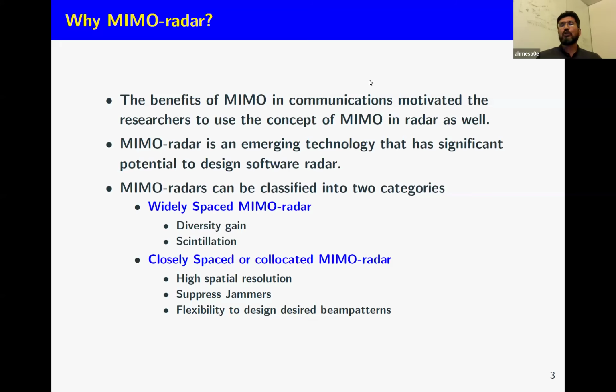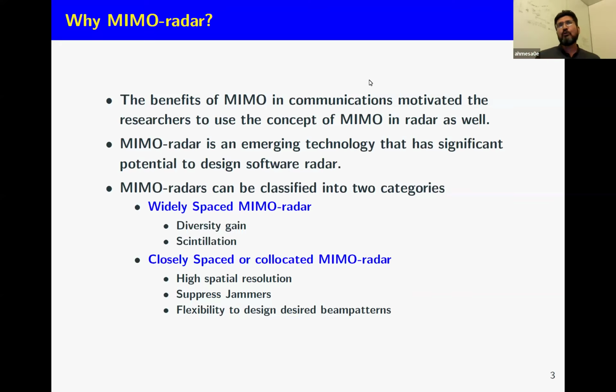But of course, if you use multiple widely spaced MIMO radars, we can get rid of these types of things, right? I think during the war between Pakistan and India, maybe in May, it is very famous and there are maybe two or three articles. They used this concept of widely spaced MIMO radar, and I think it was very effective. And the second one is the closely spaced MIMO radar.